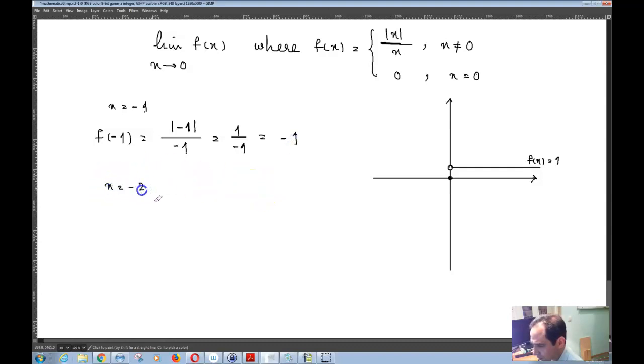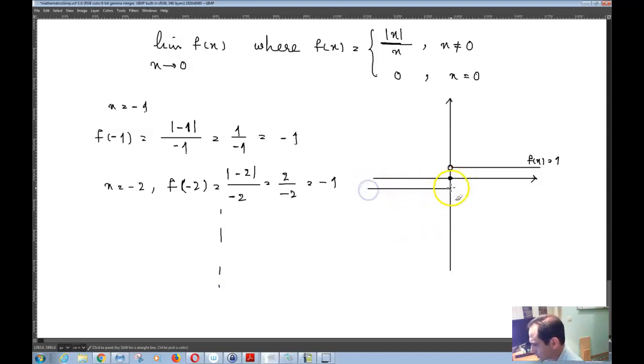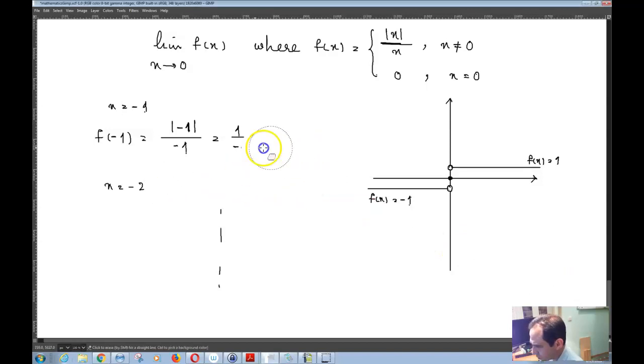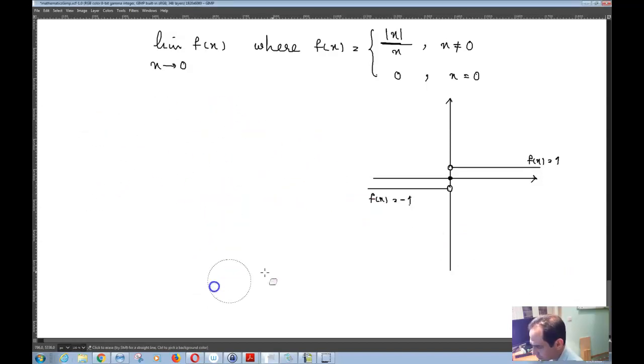For x is equal to -2, you will get f of -2 is equal to the absolute value of -2 over -2, which is equal to 2 over -2, which is equal to -1, and so on and so forth. So then you will get this. So this is f of x is equal to -1. And of course, this point, you have to take this out.